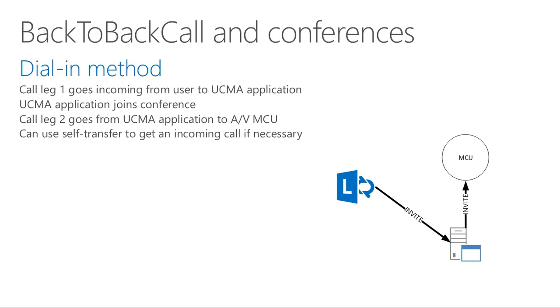Well, to be clear, you can't answer the call from your UCMA application because you don't want the application to perform a media negotiation with your Lync client. You want the media to be proxied along to the AVMCU, and then the AVMCU sends back its answer to the Lync client. If you answer the call before you initiate the back-to-back, you have a problem because now you have a media session between your application and the Lync client.